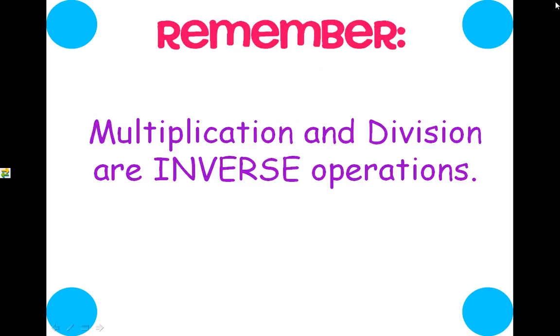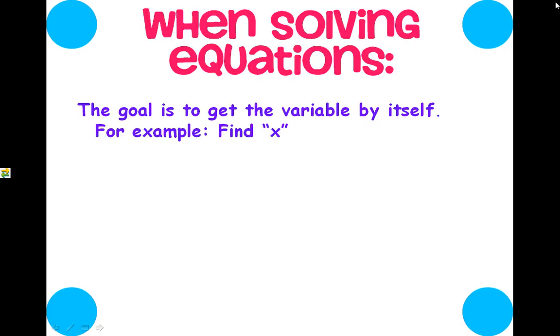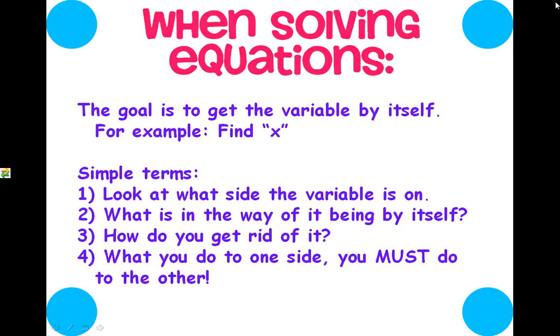Okay, when doing these equations, remember that multiplication and division are inverse operations. They're going to cancel each other out, which is what we try to do. So when solving equations, remember the goal is to get the variable by itself. For example, we're going to find x.